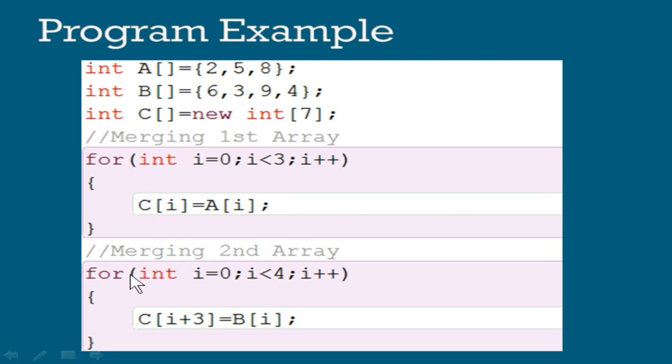Now while merging the second array, the loop will be like this: I equal to 0, I less than 4, that is 0 to 3, I plus plus. Now B will have the I value from 0 to 3, which is no problem, but when you store it into the C array, you add 3 to that so that it moves on to the third position, that is C of 3 will have B of 0.